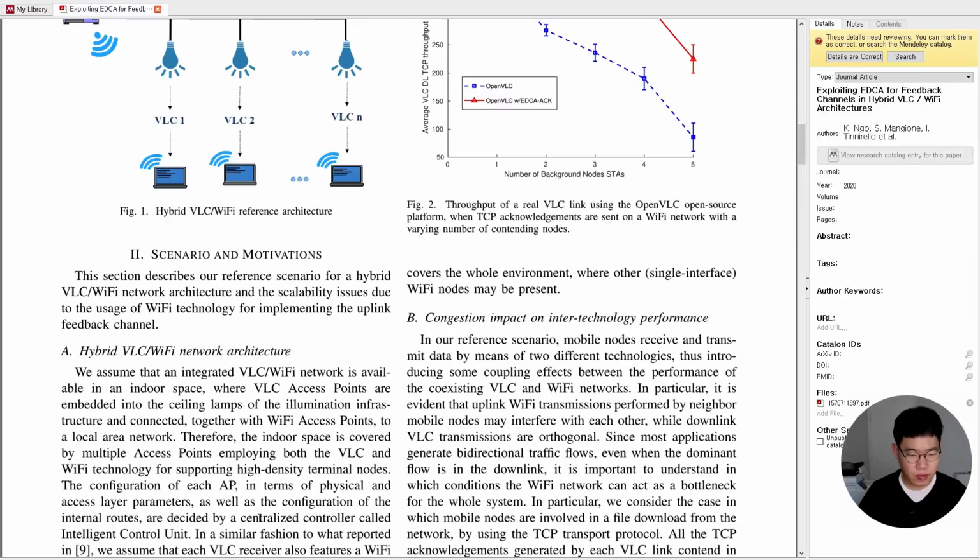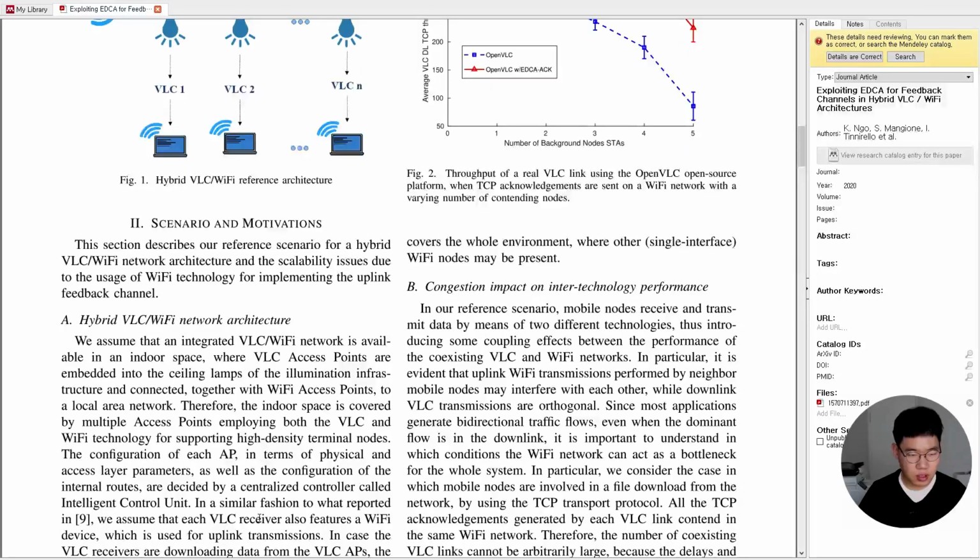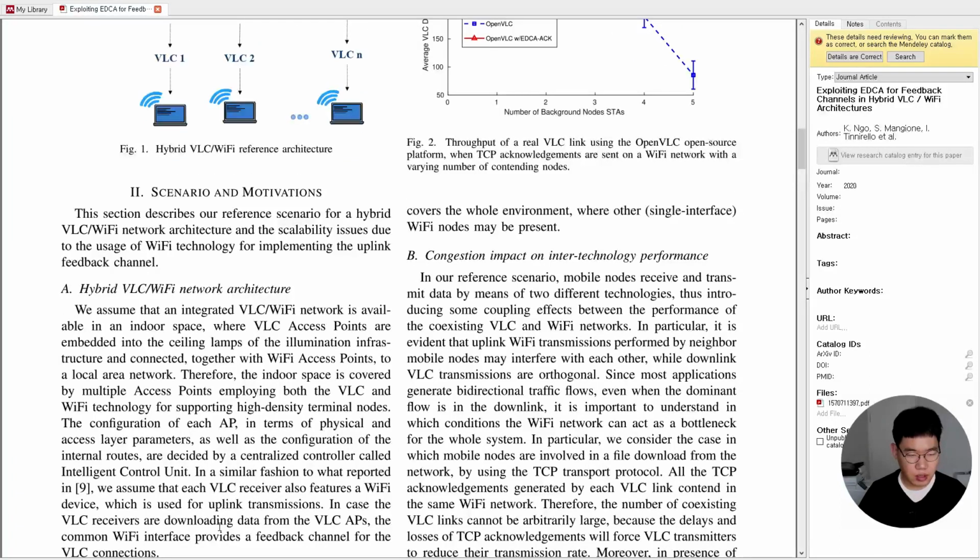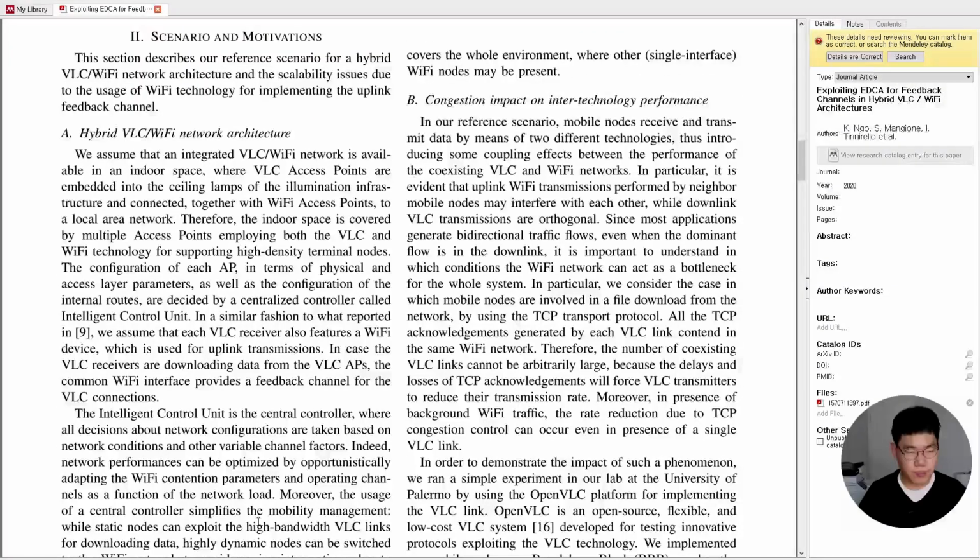In a similar fashion to the one reported in 9, we assume that each VLC receiver also features a Wi-Fi device, which is used for uplink transmissions. In case the VLC receivers are downloading data from the VLC APs, the common Wi-Fi infrastructure provides feedback channels for the VLC connections. The Intelligent Control Unit is a central controller where all the decisions about network configurations are taken based on network conditions and other variable channel factors.